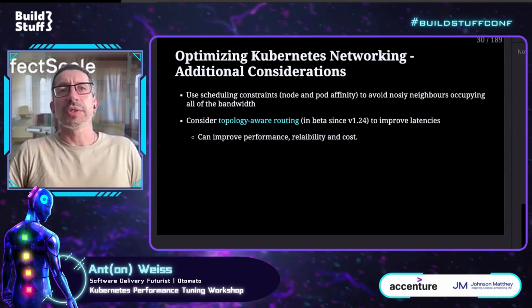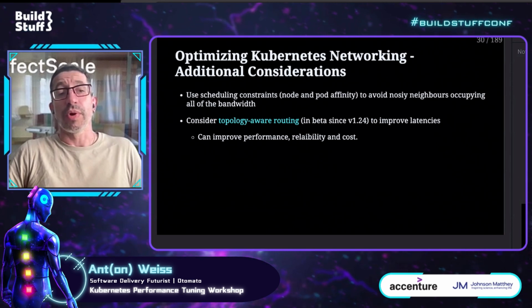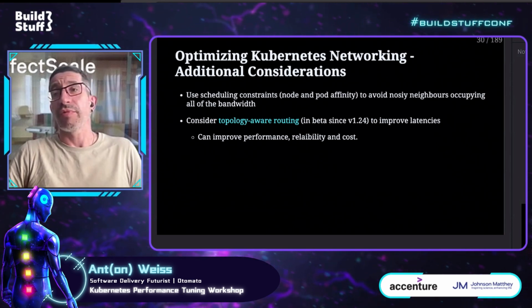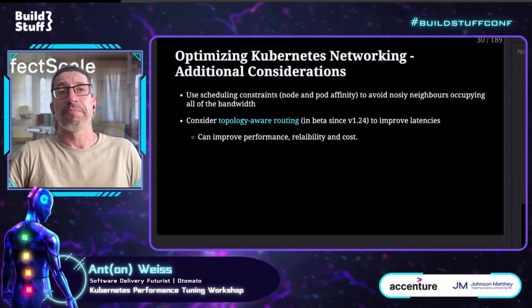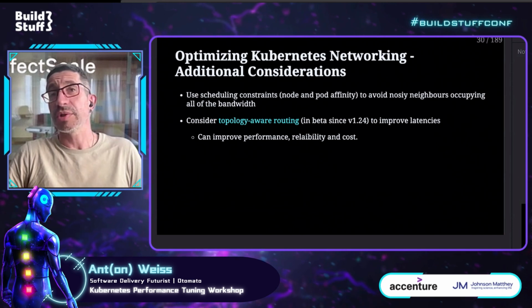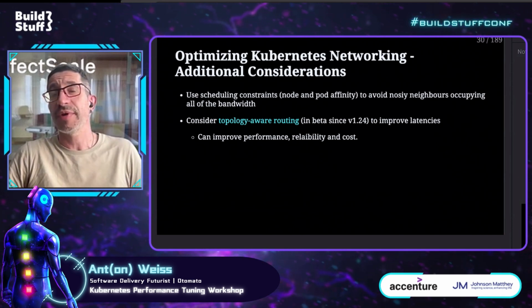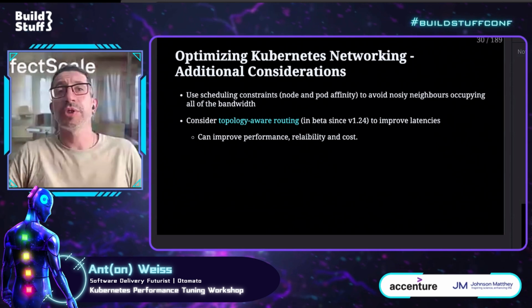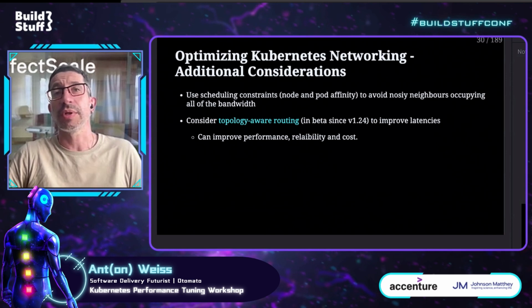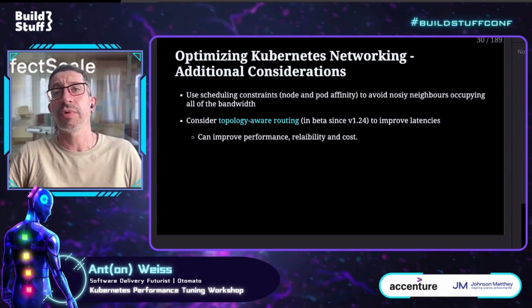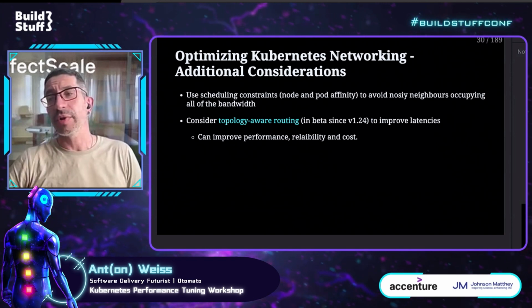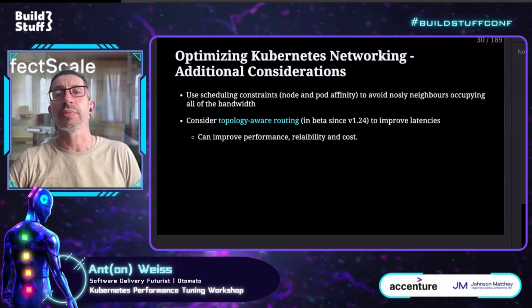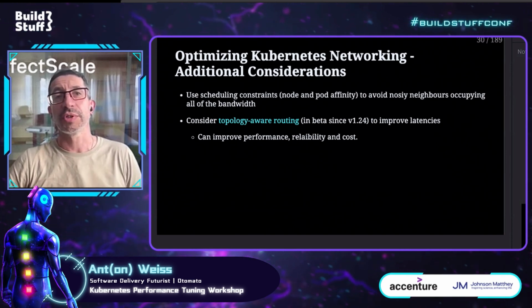Okay, additional considerations, of course, what impacts our networking performance is the distance between our pods. So definitely use scheduling constraints in order to avoid the noisy neighbors effect, and consider adding topology-aware routing to your deployments, which has been in beta since version 1.24, to improve latency, to make sure one pod that needs to talk to another pod talks to the pod that's next to it and not to the pod that's located in another availability zone.